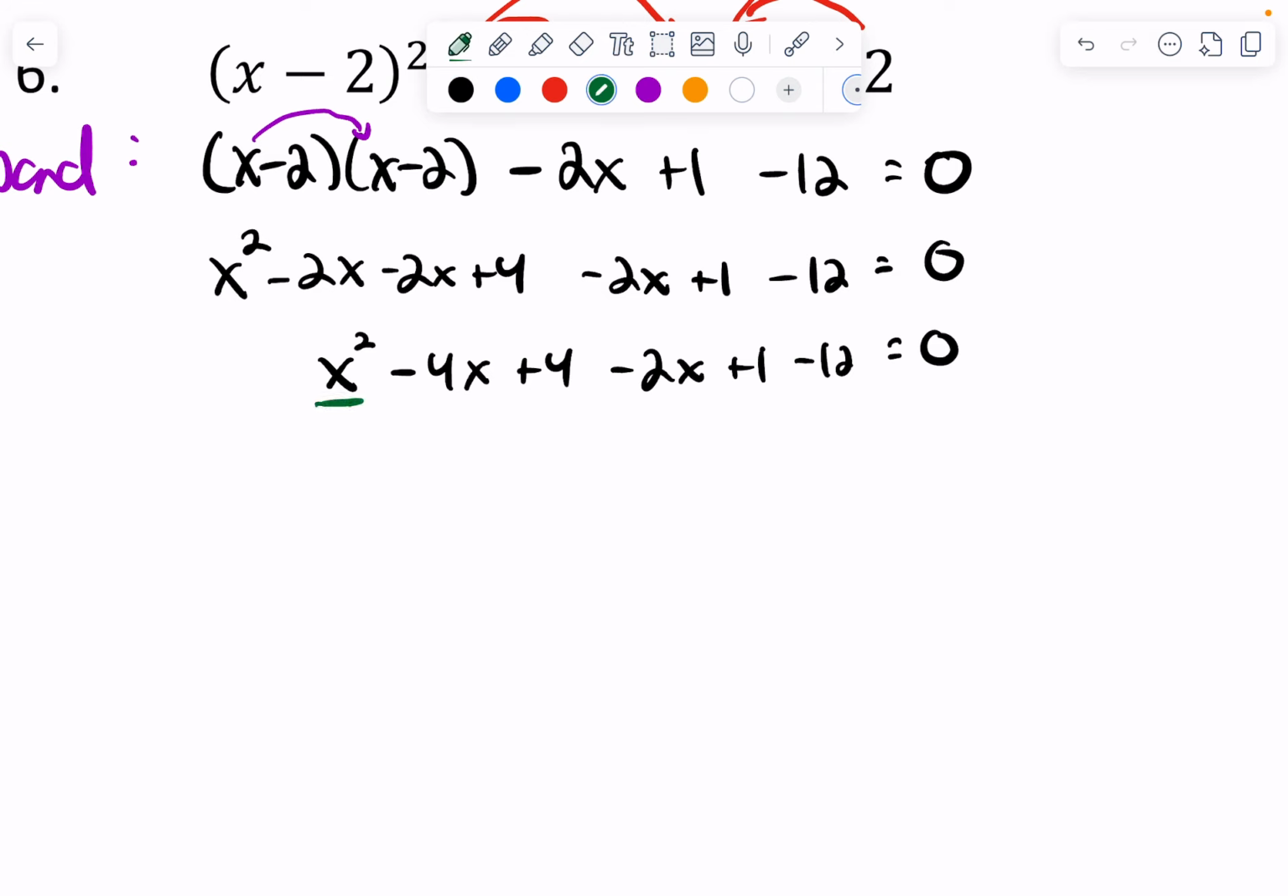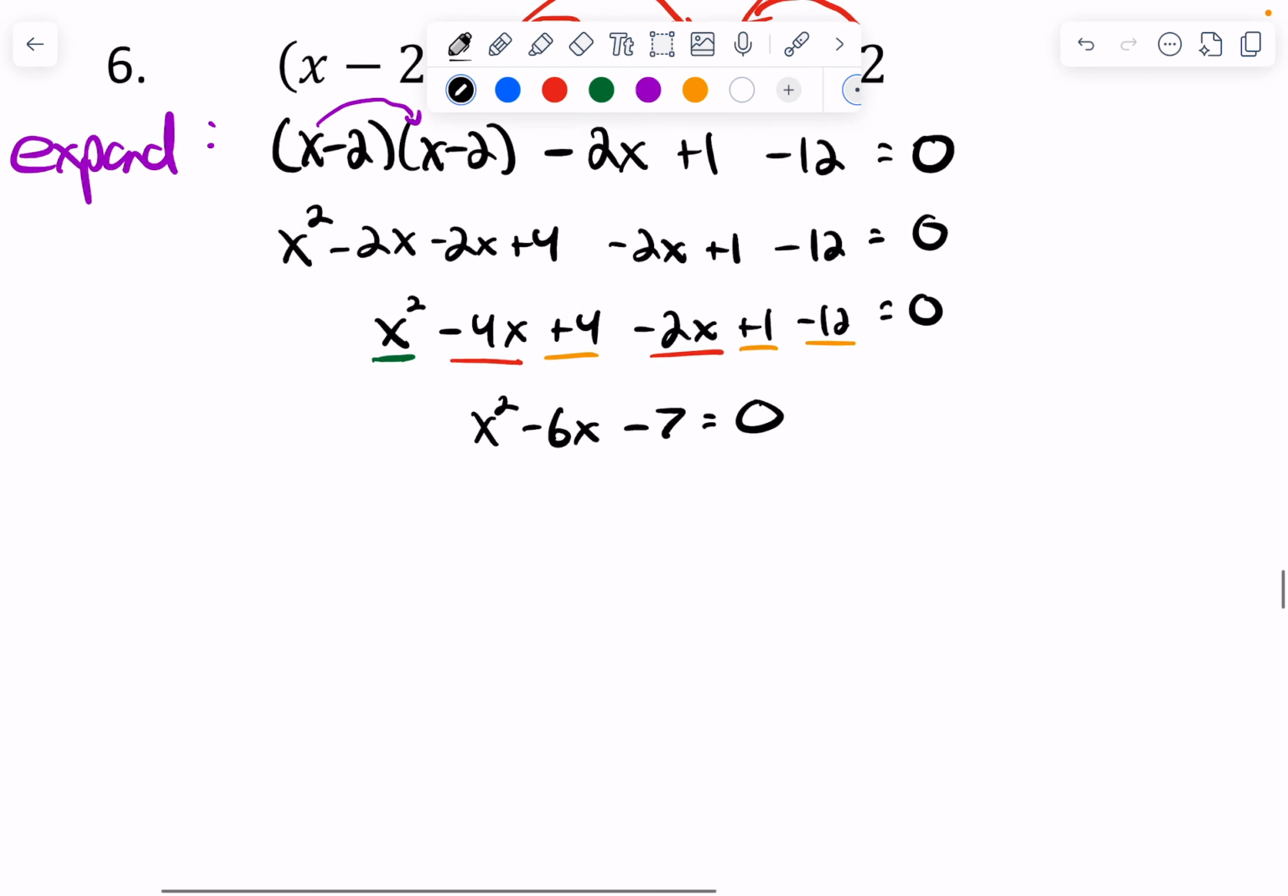So here's your squareds. Let's put your single x's in red. Here are your reds. And then here are my constants. Okay, so cleaning up the greens, well, there's nothing really to clean up. It's still just x squared. Cleaning up the reds, that becomes minus 6x. And then cleaning up the yellow, that would become 5 minus 12, it's minus 7. And that equals 0.